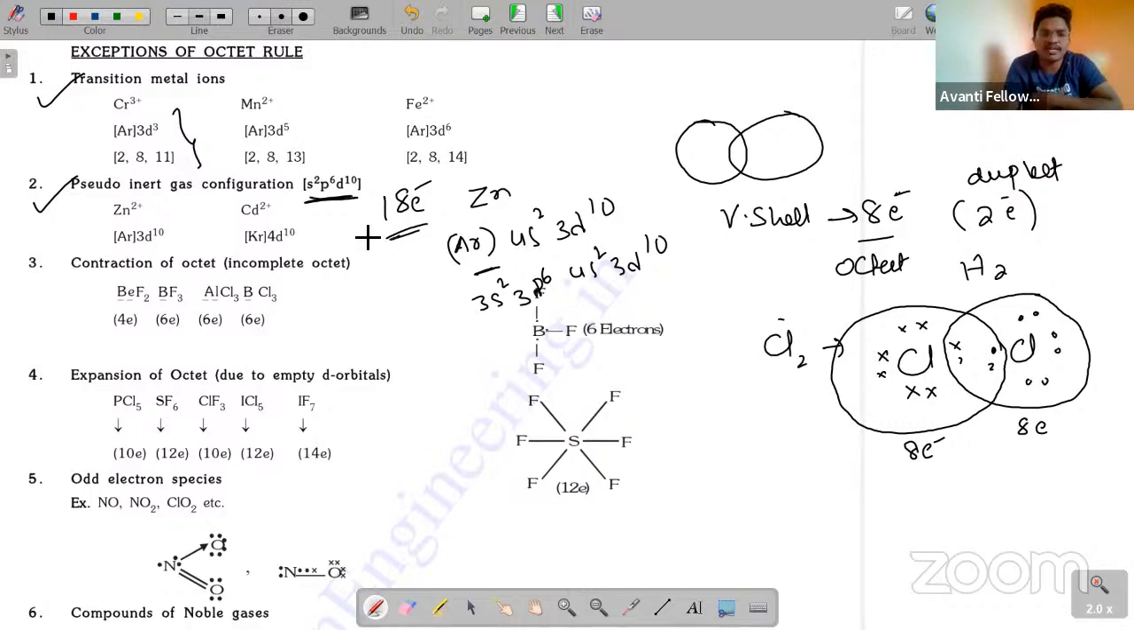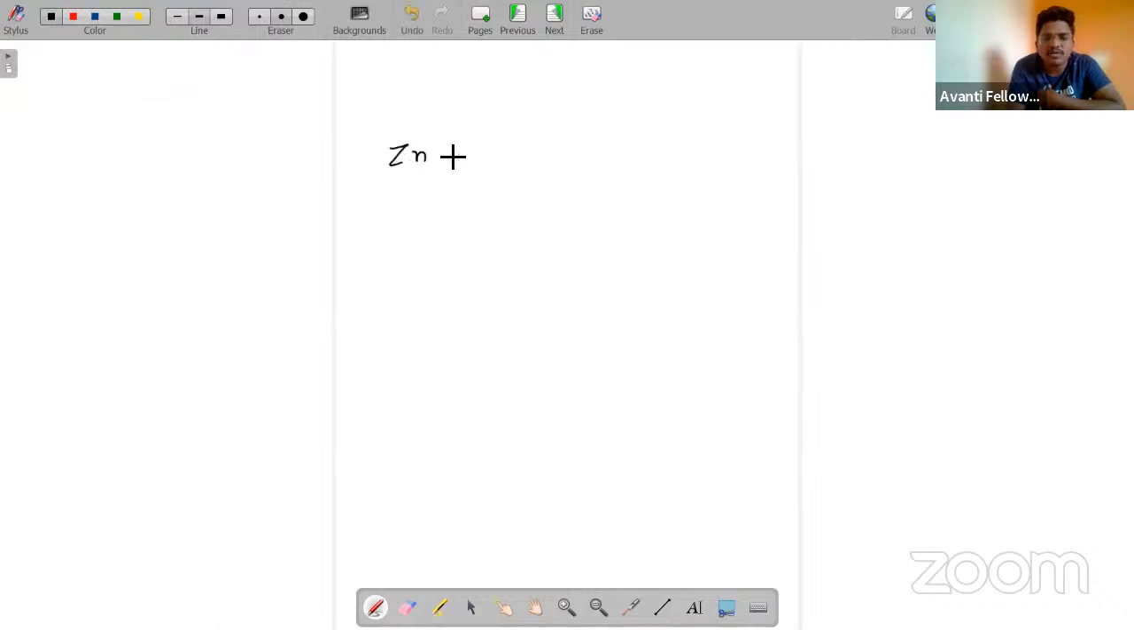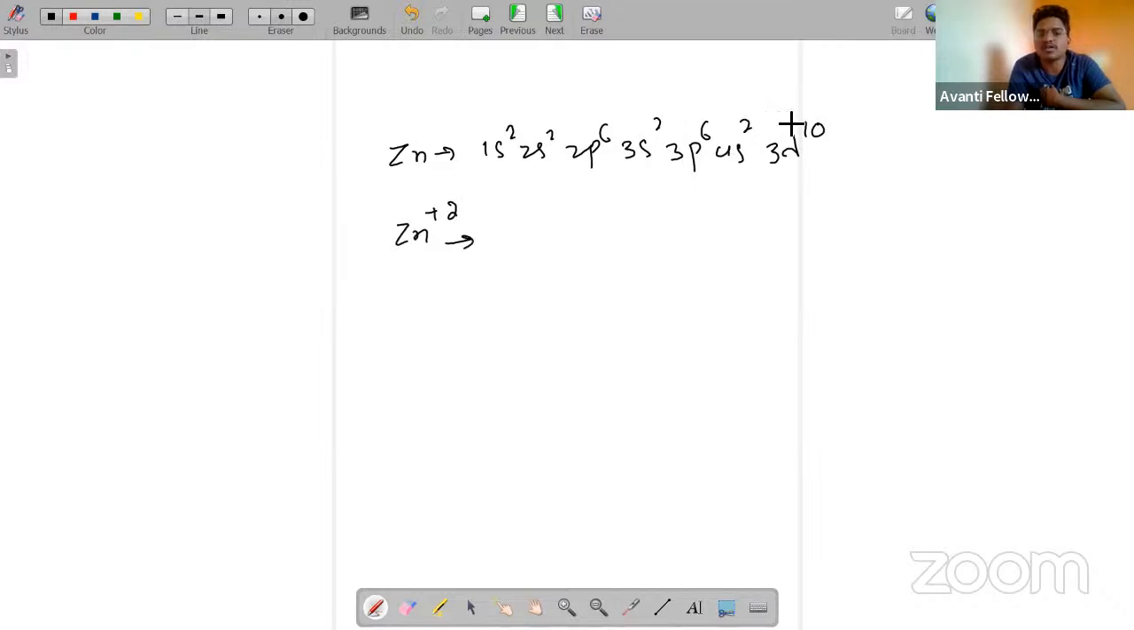Yes. So now what I'm telling here, pseudo-inert gas configuration means in the valence shell. Let me take one page here. If I'm talking about zinc, zinc has 1s2, 2s2, 2p6, 3s2, 3p6, 4s2, 3d10. This is the electronic configuration of zinc. But if you take Zn plus 2, then you will remove 2 electrons from the fourth shell. Why? Because here n is equal to 4 is the valence shell.